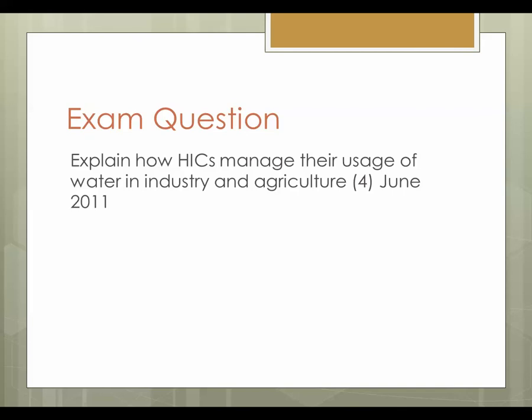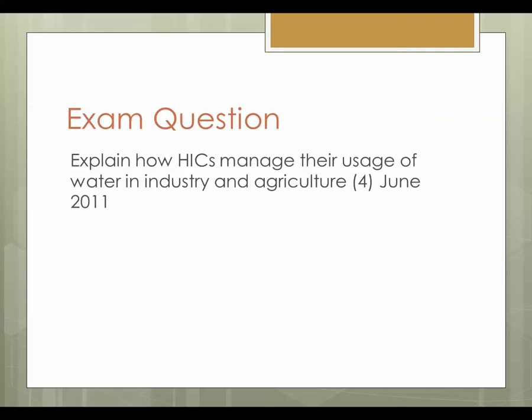Final thing I want to show you today: there's only been one question asked on this in the past that I've been able to find, and that was in June 2011. This was: explain how HICs manage their usage of water in industry and agriculture. So the key thing about this question is you had to focus on industry and agriculture and come up with an idea for both. Ideas which you could have for this question: one would be the drip feeding in agriculture, another would be the reusing of wastewater, and the cost saving efficiency of using taps which turn themselves off, all these different things. If you wrote about those ideas, you're going to get a couple of marks.